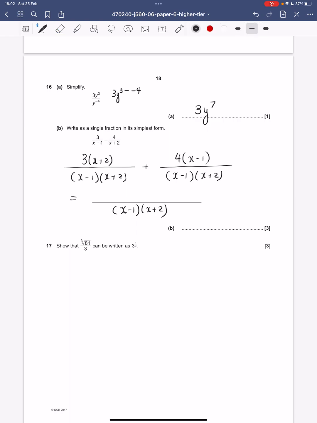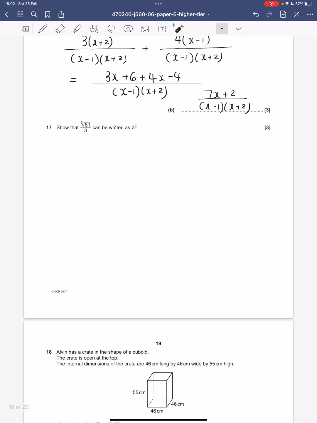So we've got 3x. It's going to be 3x here plus, let's expand the brackets, 3x plus 6 plus 4x minus 4. So it's 7x plus 2, over x minus 1, x plus 2. Okay, so it's 3x plus 4x is 7x, 6 minus 4 is 2, and those two multiply together.